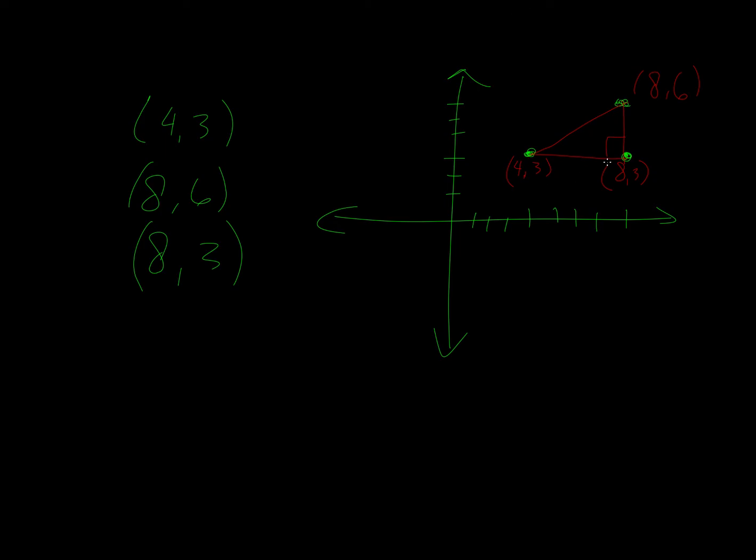So the slope of this line is change in y's. So this is going to be, goes up 0 and over 4. So that's a slope of 0. And then this one, the rise is 3. The run is 0. So that's undefined. So this is horizontal, vertical. So that is a 90-degree angle. So this is a right triangle.